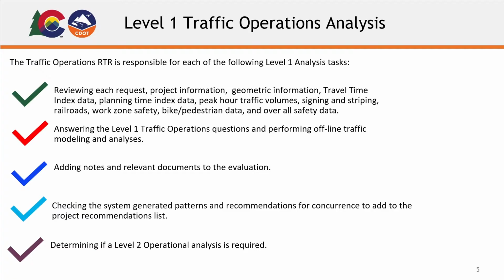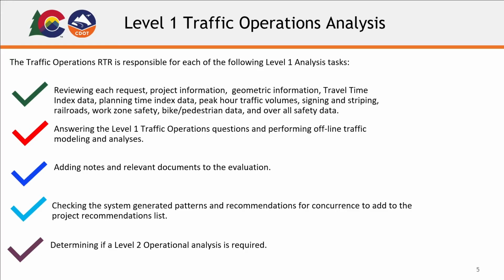The Traffic Operations RTR is responsible for each of the following Level 1 traffic tasks: reviewing each request, project information, geometric information, travel time index data, planning time index data, peak hour traffic volumes, signing and striping, railroads, work zone safety, bike and pedestrian data, and overall safety data.